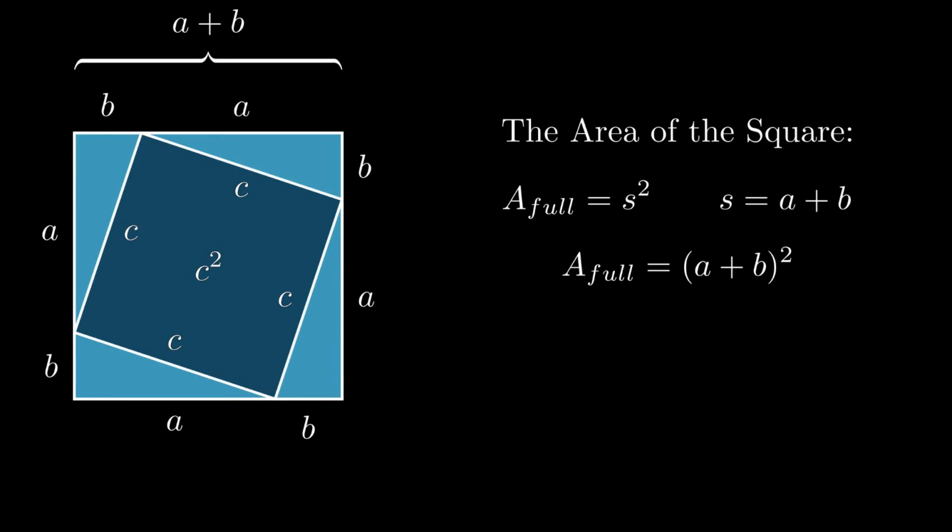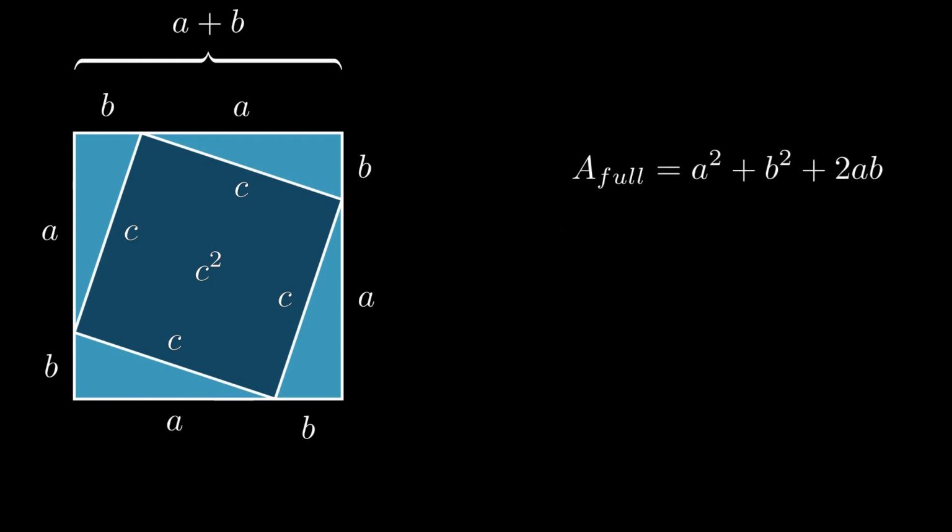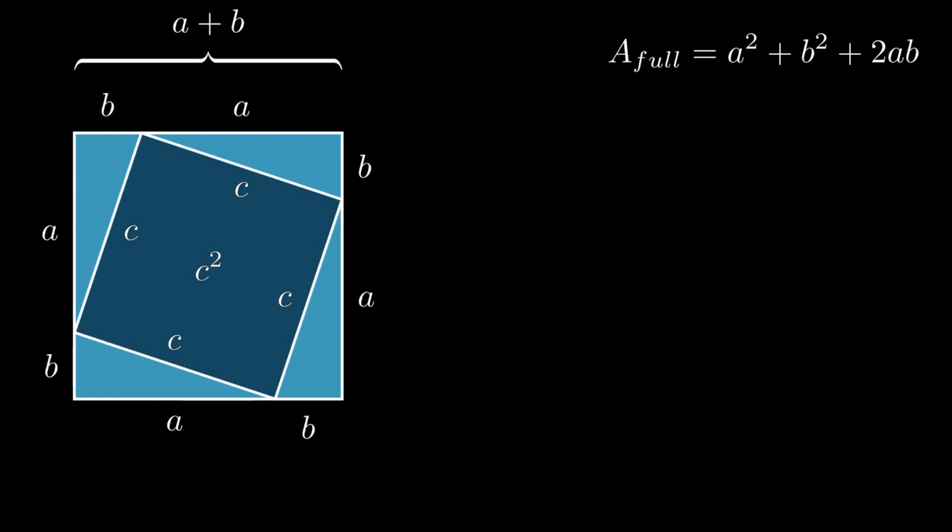Now if we simplify with the binomial theorem, we will get a plus b squared equals a squared plus b squared plus 2ab. If you're not sure what the binomial theorem is, try writing the square as a plus b times a plus b and FOIL it. Now we have a simplified expression for the area of the full square. Let's save it in the top.